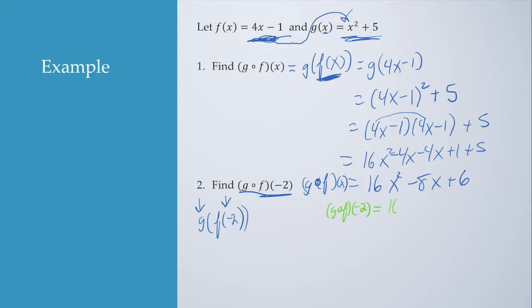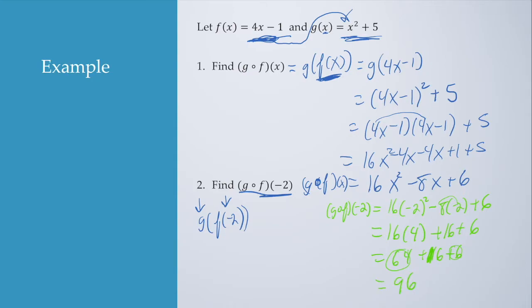That's 16 times negative 2 squared minus 8 times negative 2 plus 6. So I have 16 times 4 minus negative 8 times negative 2 is a positive 16 plus 6. 16 times 4 is 64. 64 plus 16 plus 6. Well, 64 plus 6 is 70. Plus 16, that would give me 86.